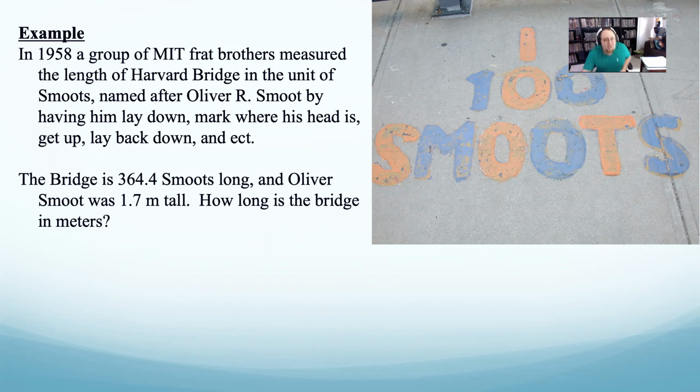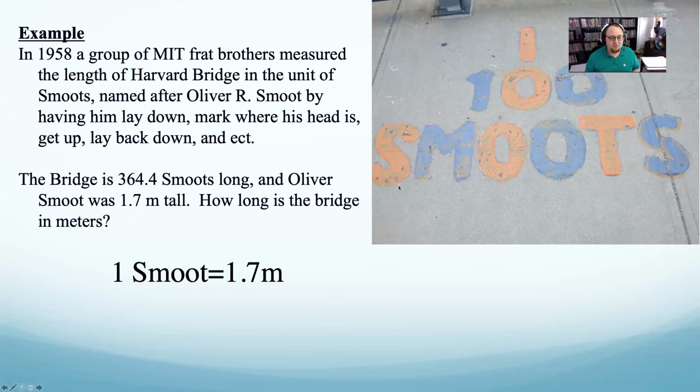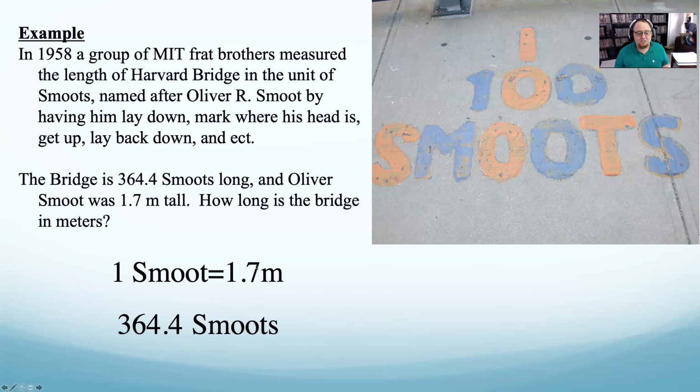So, I have my conversion. I know that one smoot is 1.7 meters. If I want to convert smoots to meters, I'll start with what I know. I know that the bridge is 364.4 smoots long. And I will multiply by a ratio, a ratio to cancel out what I want to get rid of and get what I want. I'm going to put my smoots on the bottom because my smoots was on the top. And I'll just throw in my numbers. My smoots can cancel and I can get a value.